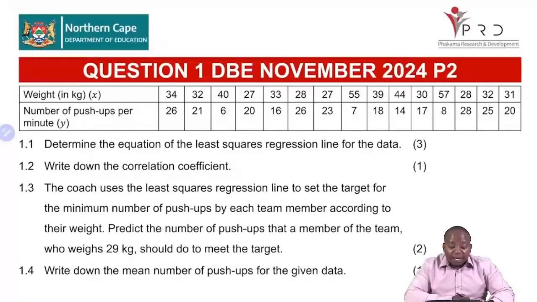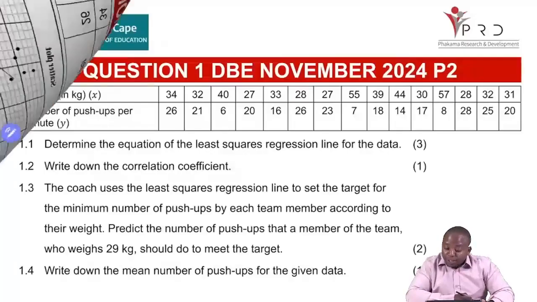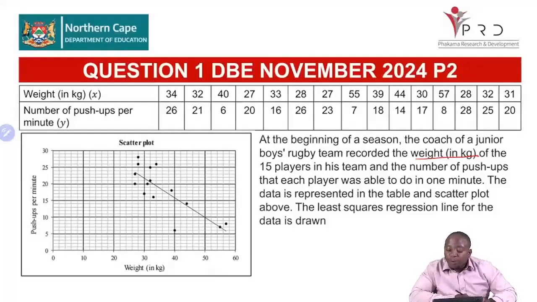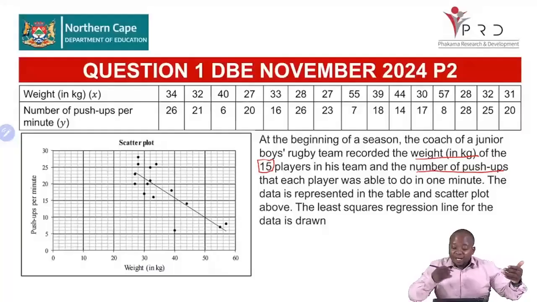Welcome back, grade 12. Now, let us dive deep into our solutions. Before we do that, I will go back to the statement and we'll read it together. At the beginning of a season, the coach of a junior boys rugby team recorded the weight in kg of the 15 players. This is very important: there are 15 players in his team, and we're looking at the weight and the number of push-ups that each player will be able to do in 1 minute.